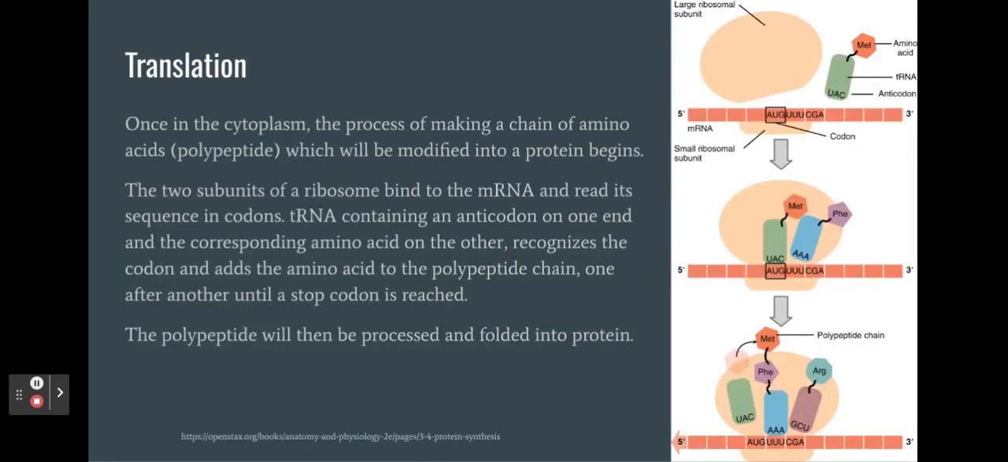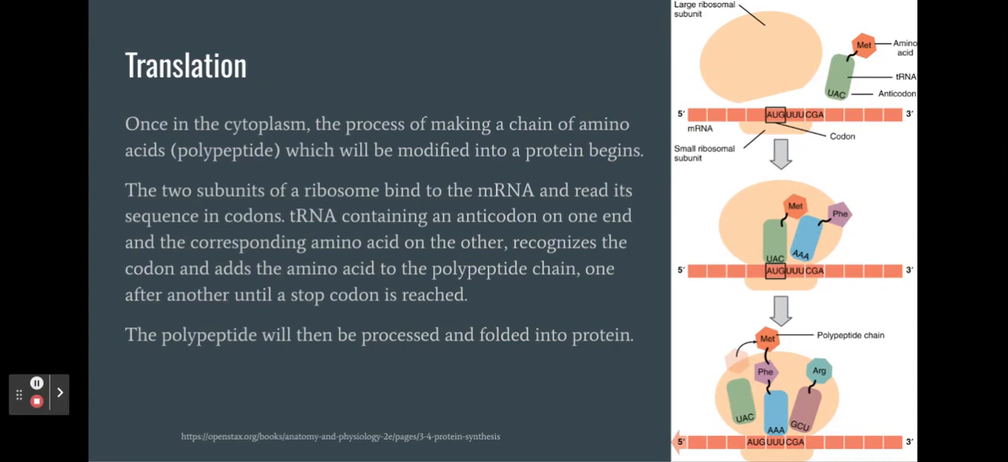Once the mRNA is in the cytoplasm, two subunits of a ribosome come together on the mRNA and read its sequence, 3 bases at a time, called codons. Each codon codes for a specific amino acid. Transfer RNA containing an anticodon on one end and the corresponding amino acid on the other recognizes the codon and adds the amino acid to begin the polypeptide chain.